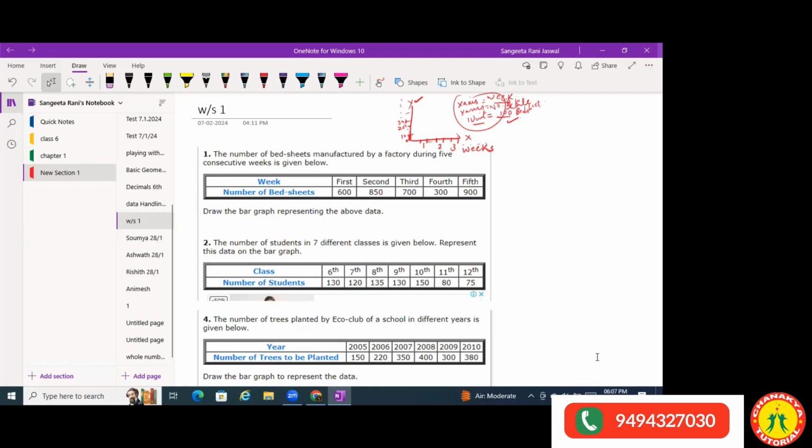Yes, on the bar graph. Then you have the data given to you. Classes are given: 6th, 7th, 8th, 9th, 10th, 11th, 12th. The number of students are given. In 6th, there are 130, 120, 135. Just analyze the data now. All are multiples of 5, is it?